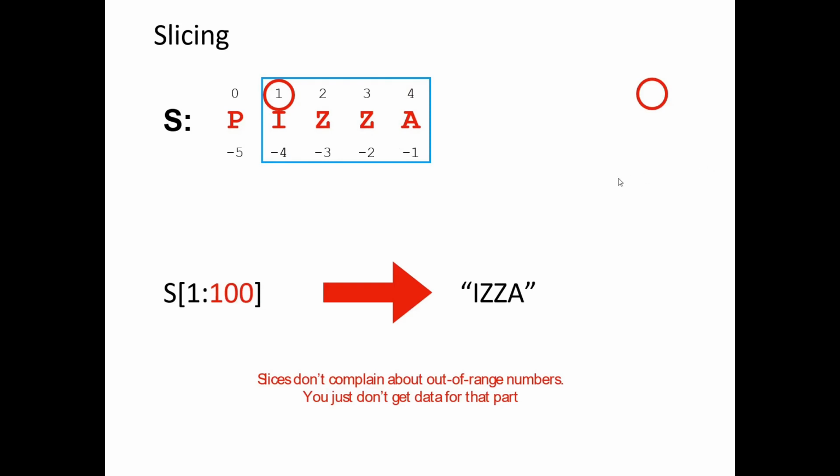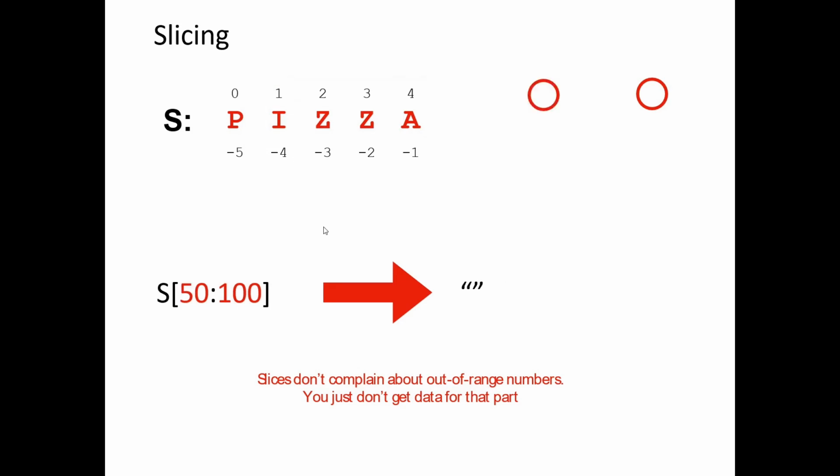Slicing is also a lot more forgiving. With indexing, when I was grabbing one character, it had to be in the valid range. If I tried to grab index 5, it doesn't exist, and it would have given me an error. But with slicing, Python says, just give me what range you want, and I'll do my best to give it to you. In this example, from character 1, include the 1, all the way up to character 100, way out here, but don't include 100. It knows that isn't there, and it stops returning things as soon as it gets to the end of the string. So this is going to return I, Z, Z, A, and just ignore the fact that this number is huge. It's not going to complain.